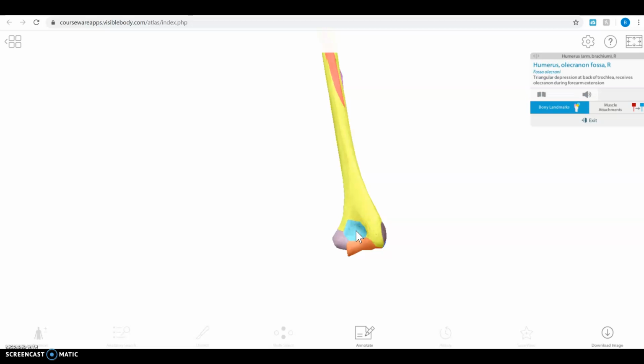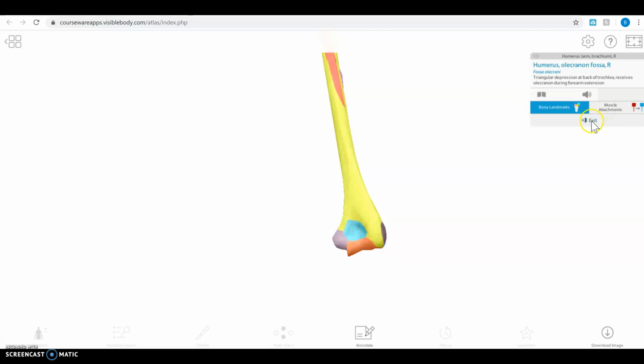Fossa is a groove or depression. You have the olecranon fossa. This is where your ulna actually sits and forms that elbow joint. The ulna kind of rotates around this trochlea to form that hinge joint at your elbow.